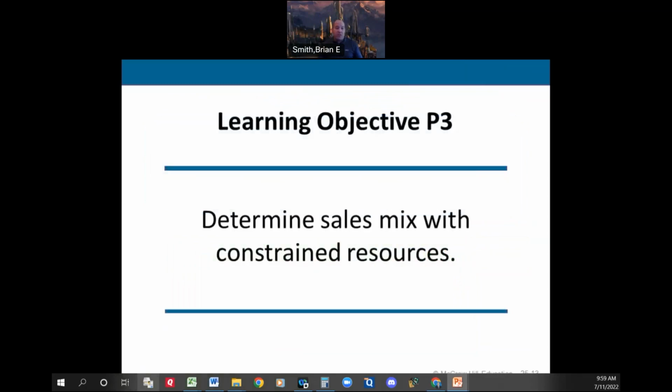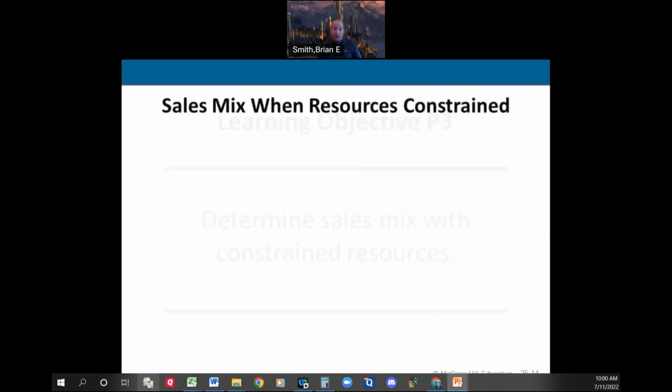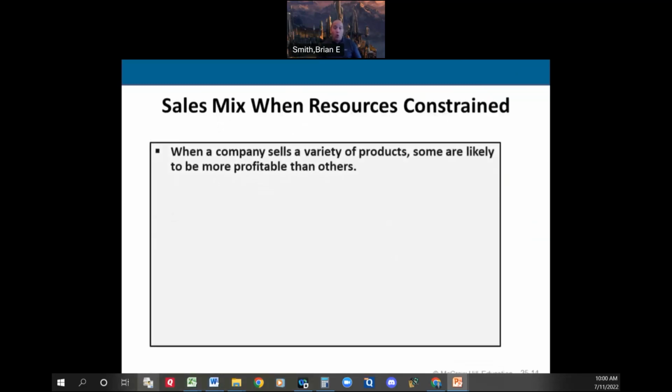Sales mix with constrained resources. So we don't always have all of the resources available. We have to determine what we can do with the items we have. We can't just keep making units because at some point we're going to run out of inventory. We don't have an unlimited amount. So what do we got to do?